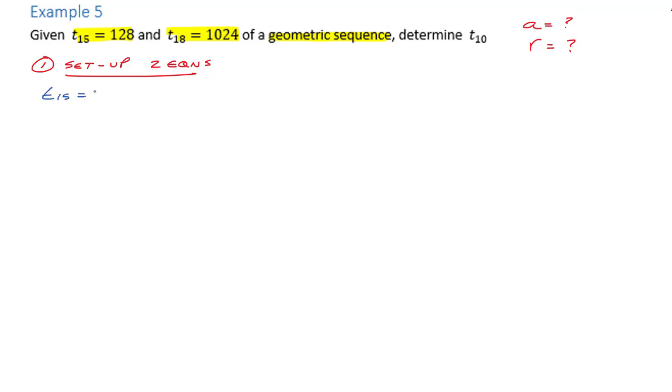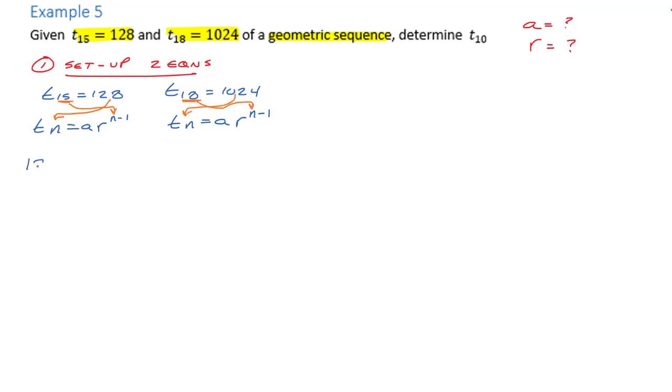Term 15 is 128. Term 18 is 1024. What does our general term formula look like for a geometric sequence? Not arithmetic, geometric. It's Tn equals A times R to the n minus 1. So we just need to substitute what we know into the right spots. For the first, n is going to be 15, and the term is going to be 128. For the second, n is 18, and the term is 1024.